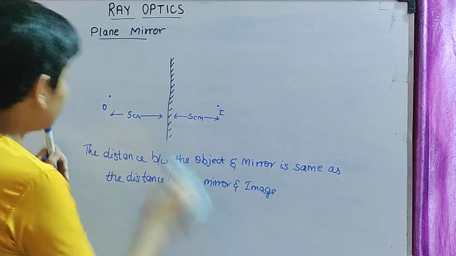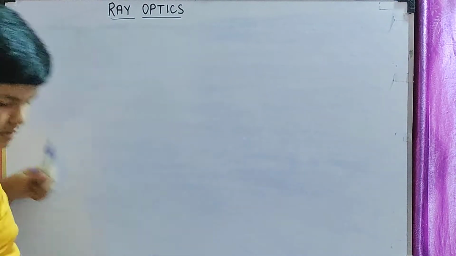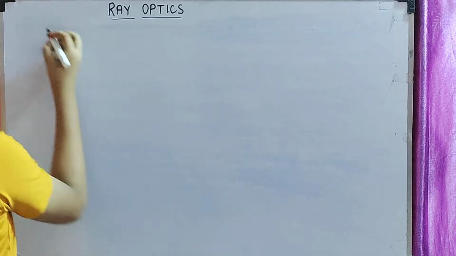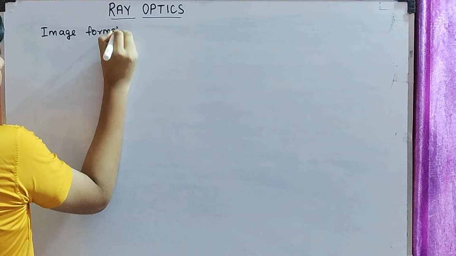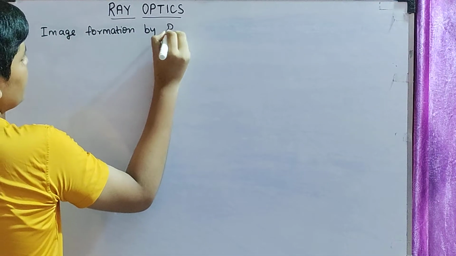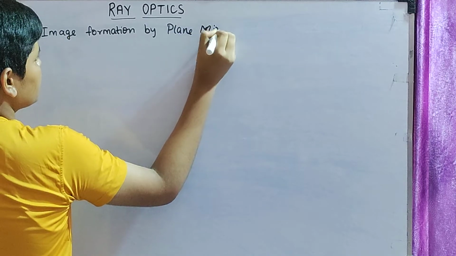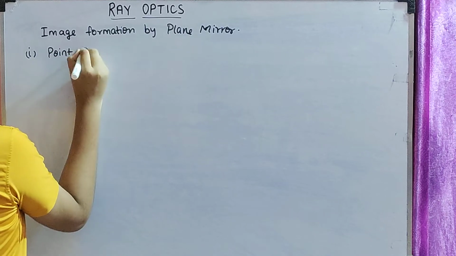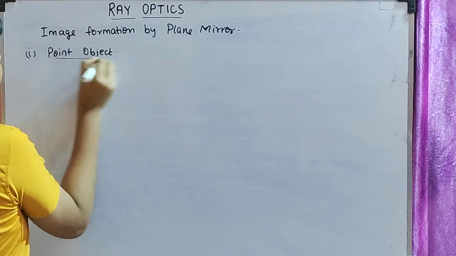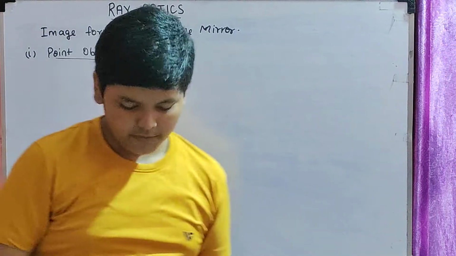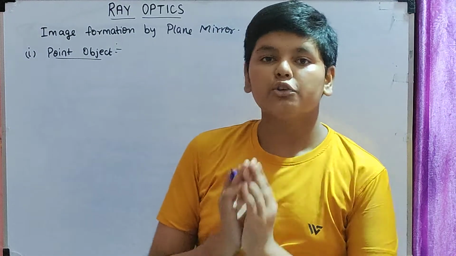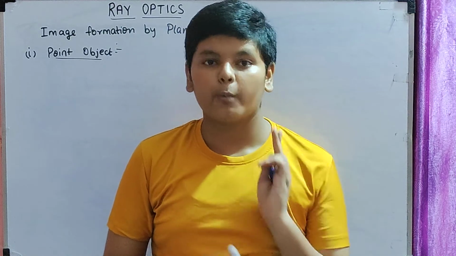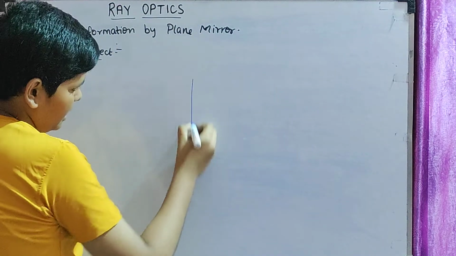Now we are going to see the image formation by plane mirror. There will be two cases. First case, point object. One very important thing you have to note: whenever you want to form an image, you have to take two rays of light from one object. I'll explain how and why that is done.